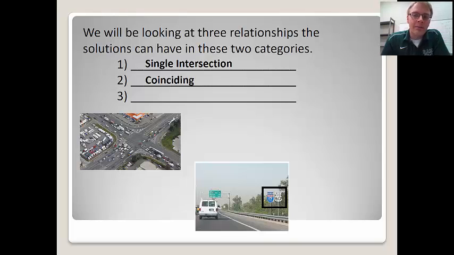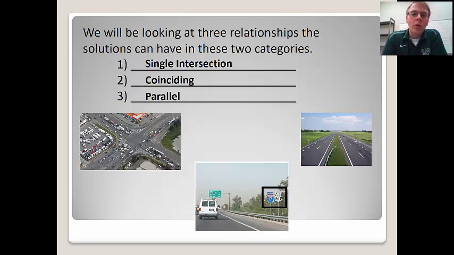Coinciding. Coinciding means that we literally have one line laying on top of the other. They share every single point; it is exactly the same. You can see this in this picture here. These two roads, 17 north and 60 west, are literally the same exact stretch of road, even though they are two different roads. And then the last relationship we have is parallel lines. That's like two roads that run next to each other that never intersect. They're never going to have a point where they intersect each other.